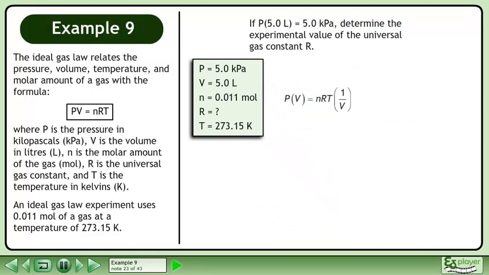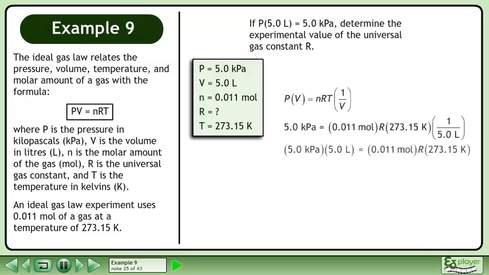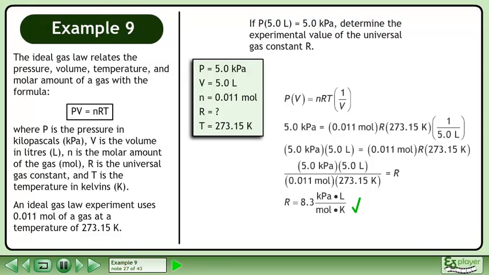Rewrite the pressure function. Plug in the known values. Multiply both sides by the volume to eliminate the fraction. Divide to isolate R. The value of R is 8.3 kilopascals times liters over moles times kelvins.